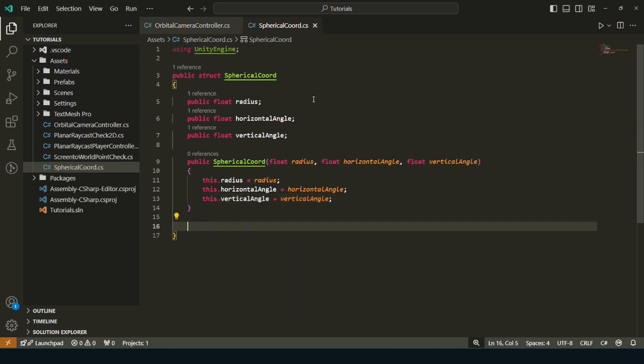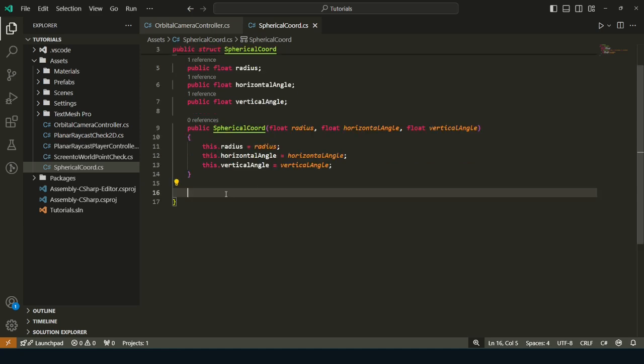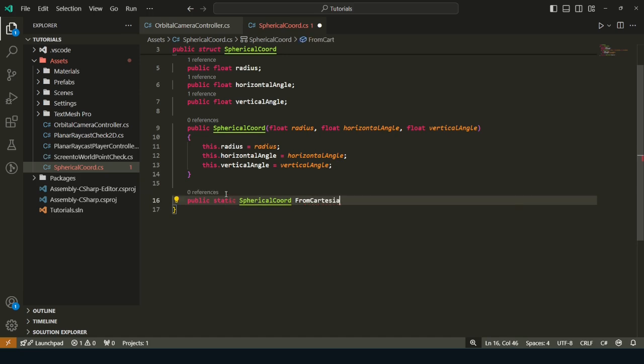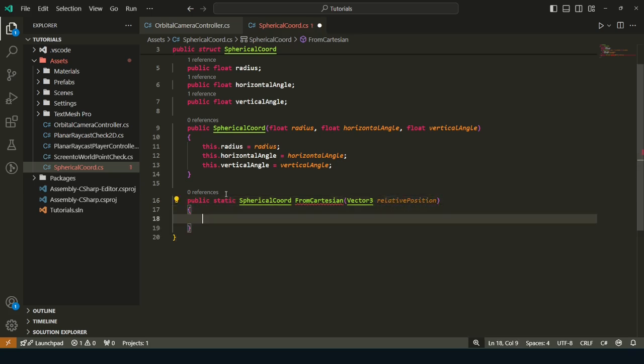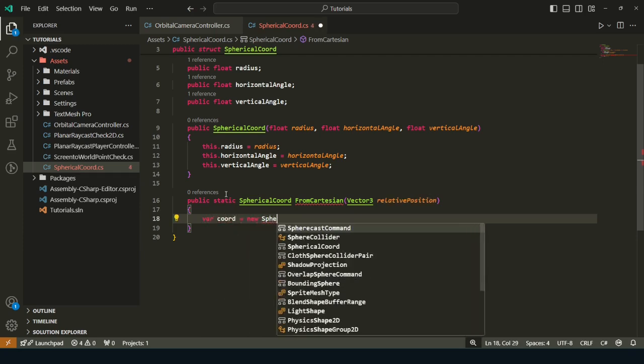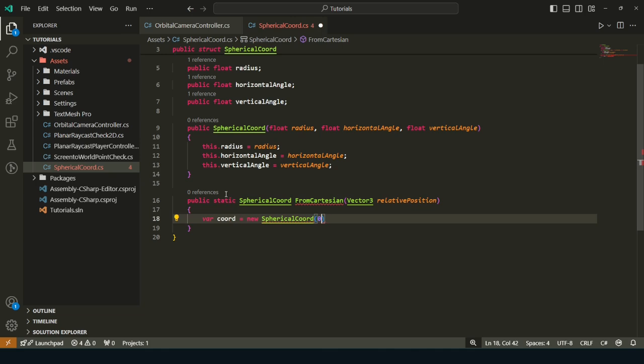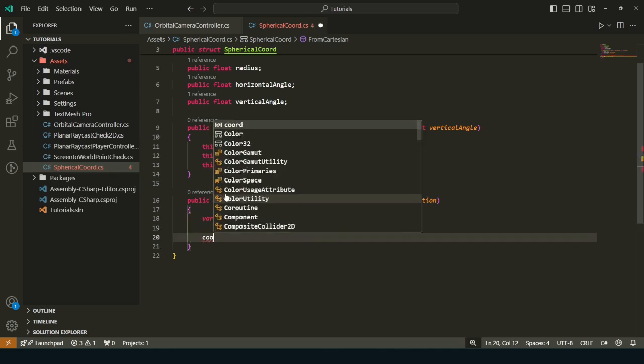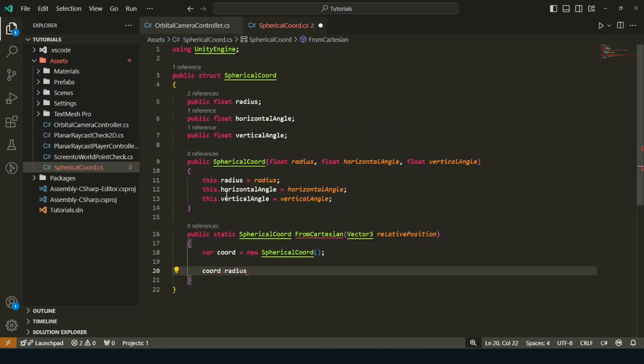Okay, so the only complicated math here that we haven't seen before is this ability to take a Cartesian coordinate. I'm going to call this static function from Cartesian. Get vector 3, and take a relative position. Okay, so we're going to make a chord. Give it a short name because we're going to type it a few times in a row.